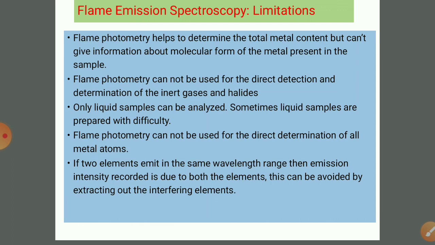The last one is, if two elements emit in the same wavelength range, then the emission intensity recorded is due to both elements. This is also one of the limitations, in which we can't distinguish the emission intensity lines of the same wavelength range. This can be avoided by extracting out or avoiding one of the interfering elements.